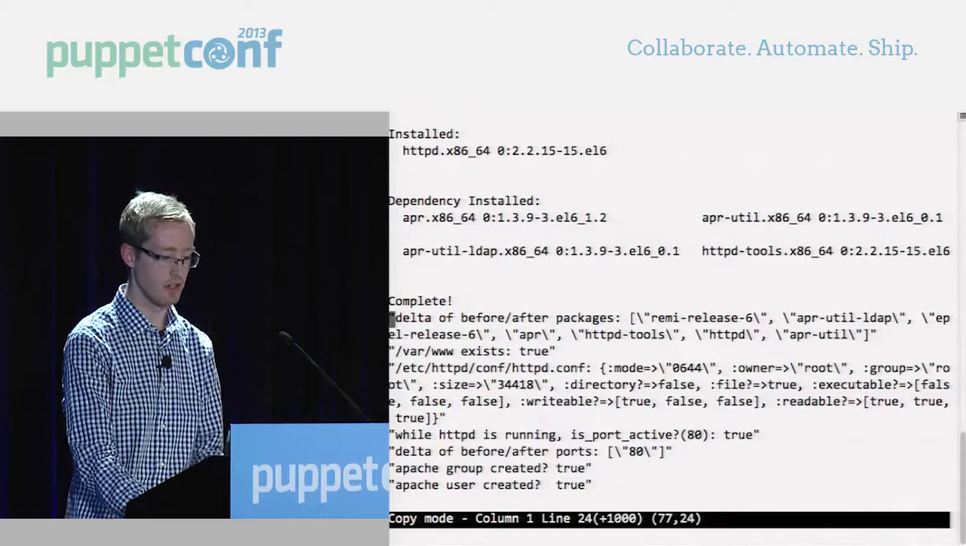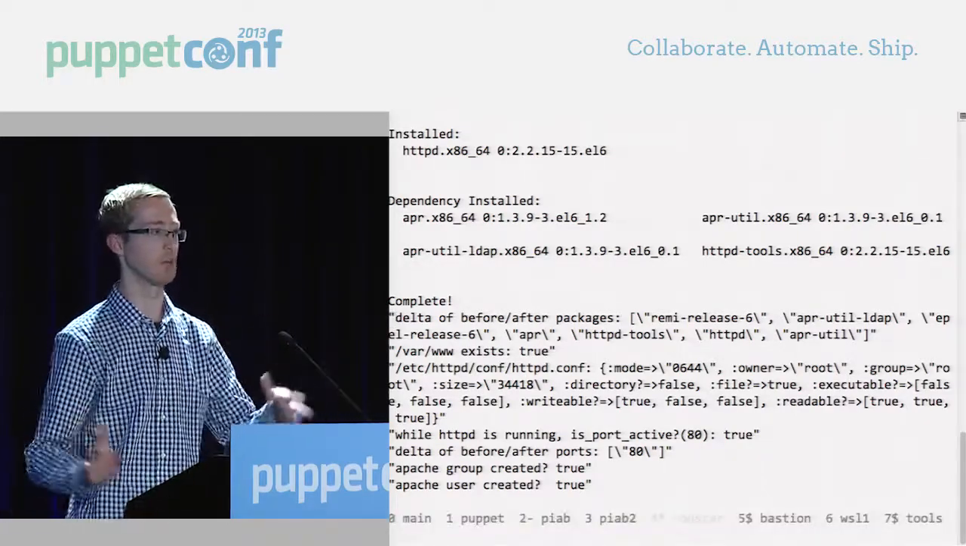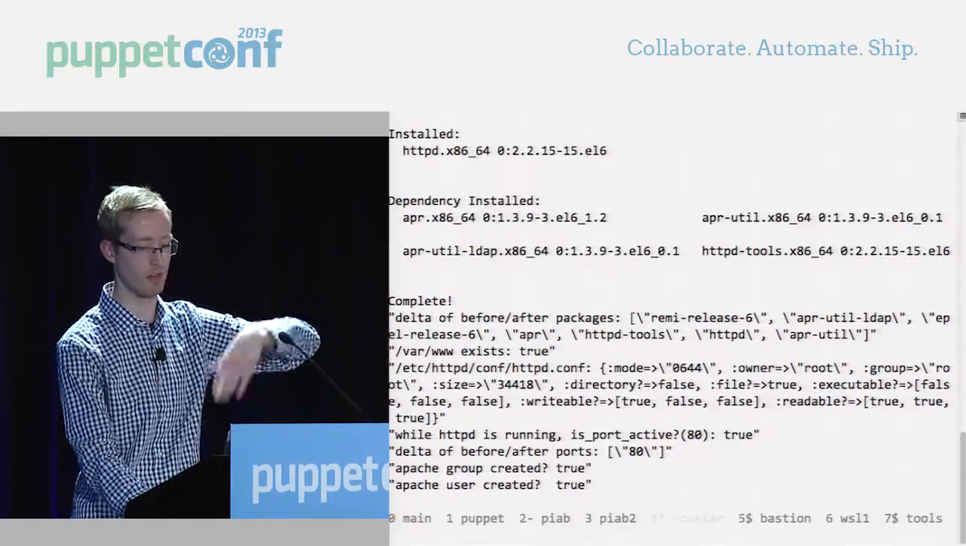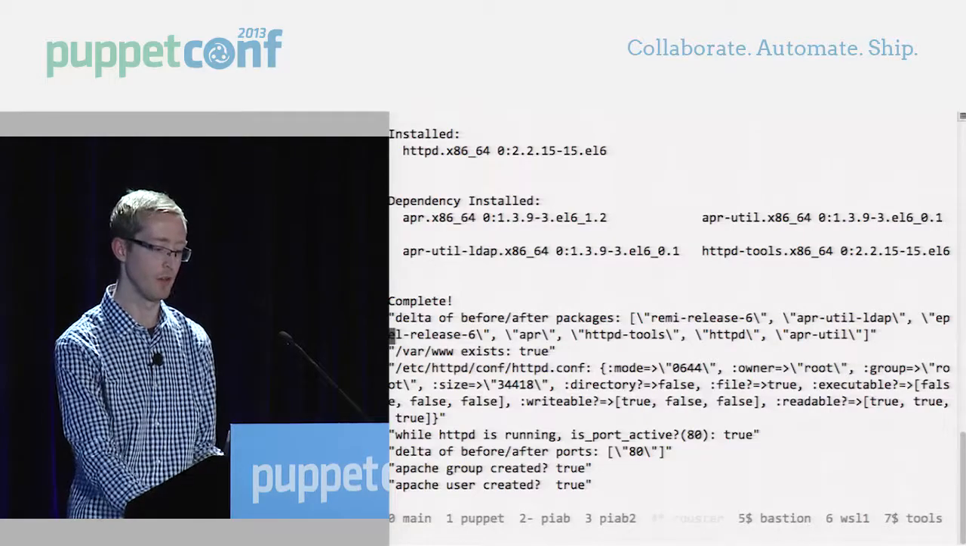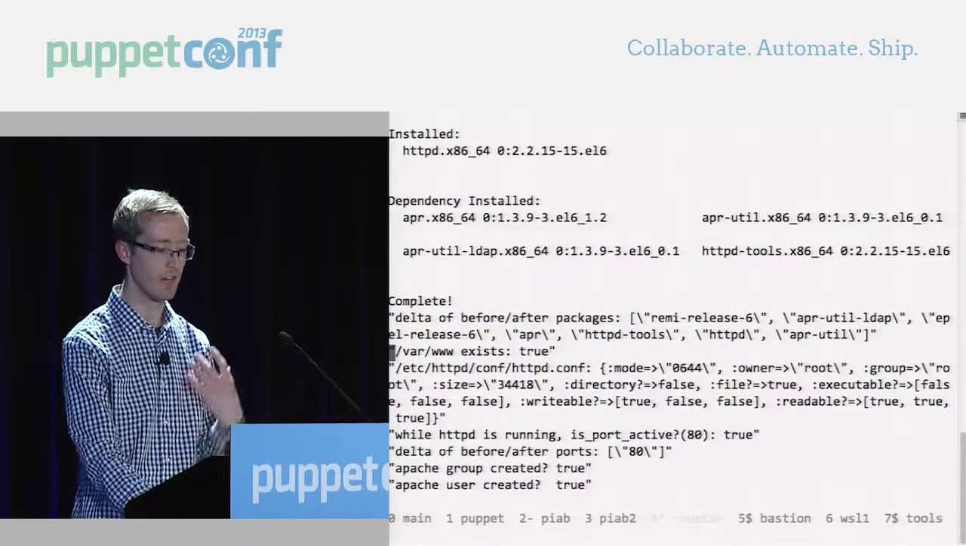You can see the delta of the before and after packages. When you install HTTPD, Yum does the right thing and pulls in a whole bunch of dependencies. So we took a snapshot before and then after. These are where it was installed. We can see that some crucial directories and files were created.